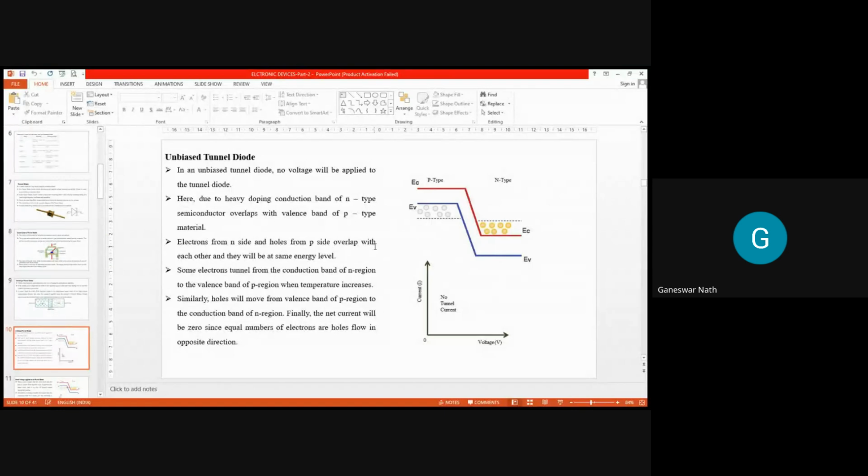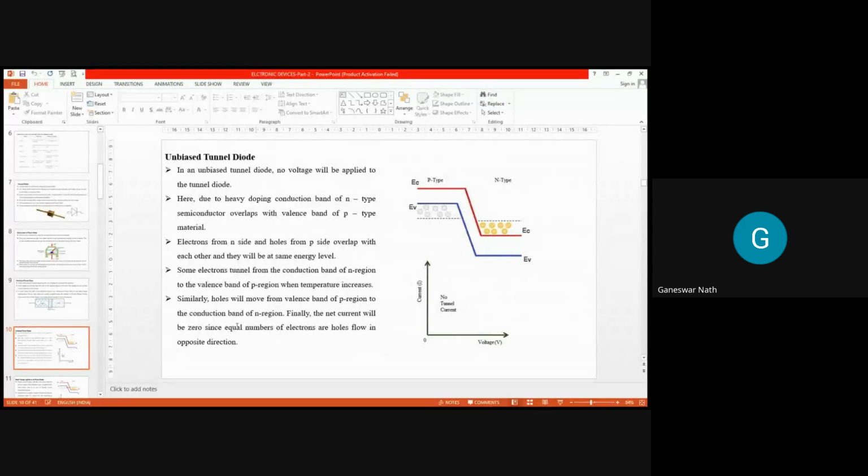Electrons from the N side and holes from the P side overlap with each other and they will be at the same energy level. Because there is no exchange or diffusion of charge carriers, there is no current. Even though they are heavily doped, you can see there is no voltage and no current. It is completely empty here.